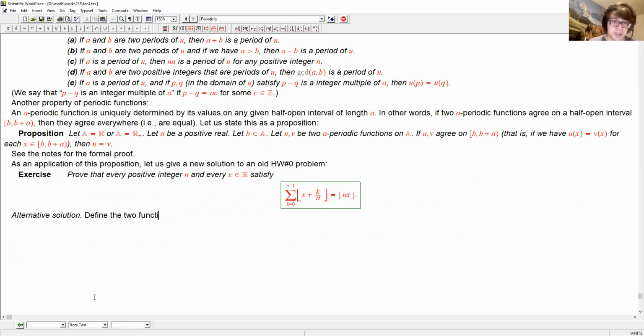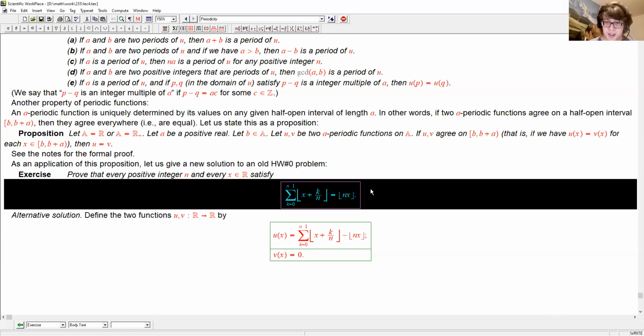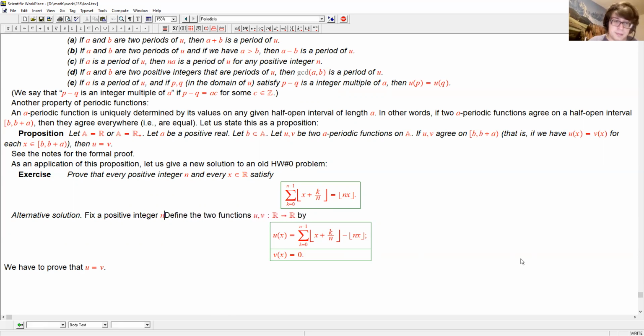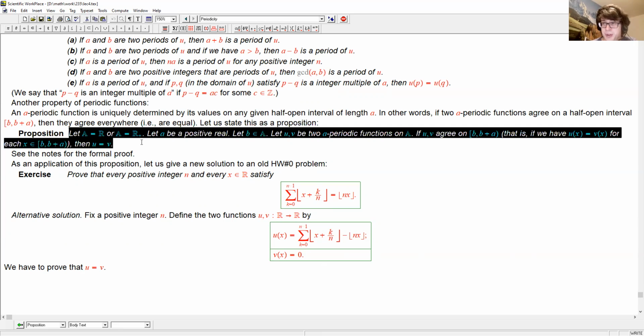Define the two functions u and v from R to R by u of x is going to be the left-hand side minus the right-hand side. v of x is just going to be 0. We have to prove that this is an equality. In other words, we have to prove that this difference is 0. In other words, we have to prove that u equals v. Also, I should say, fix n. So how do we prove that u equals v? According to this proposition, we could do it by finding a period and proving that they agree on a certain interval.